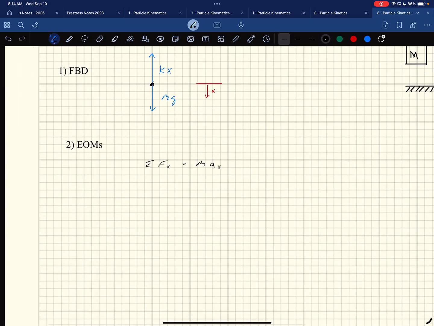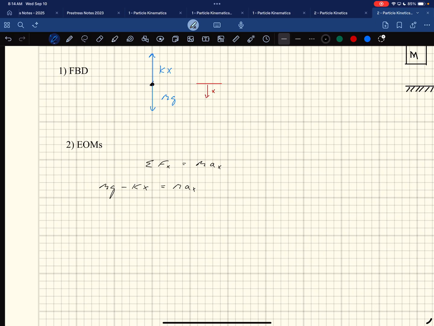I got mg minus kx. Those are my sums of my forces. I got mg in the positive x direction being down, and kx is going up, so it's a negative. You gotta be really careful of these things. You gotta be very meticulous as you go through. This is a very simple example, but if we go on, be very meticulous on which direction these forces are acting, and which signs we put on our diagram or in our equations of motion. And that's equal to m a_x. mg minus kx is equal to m a_x.